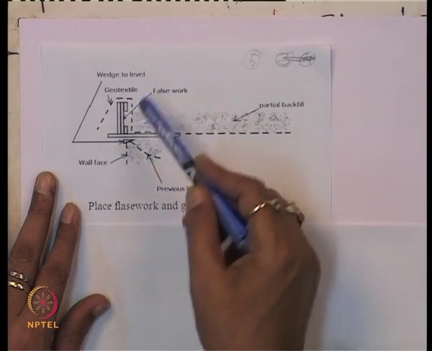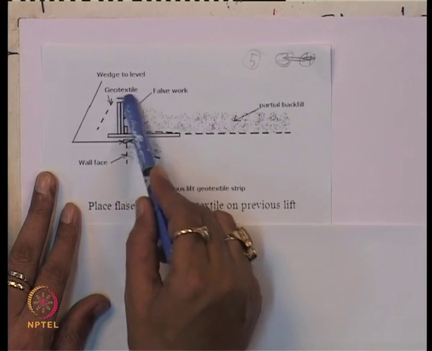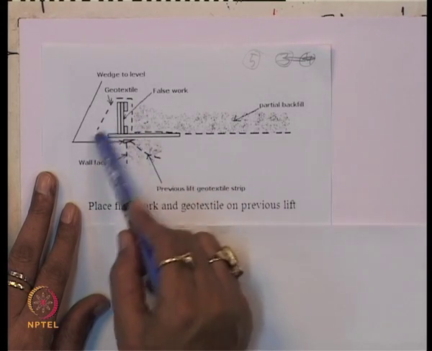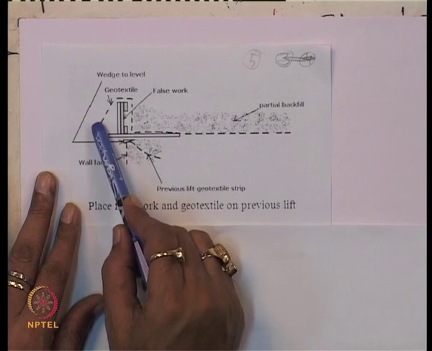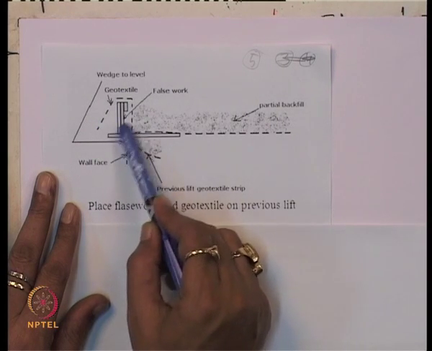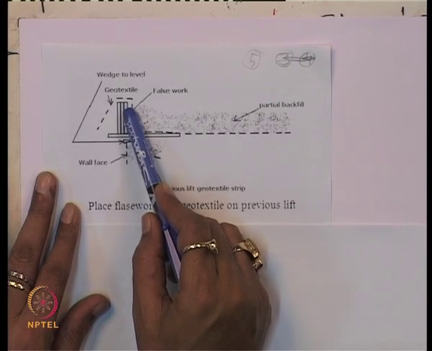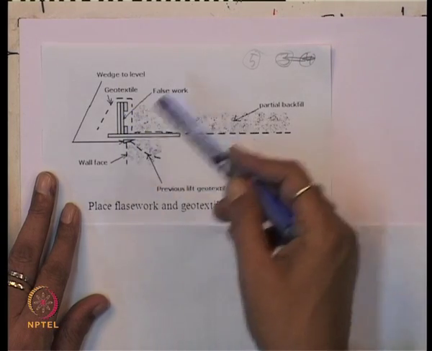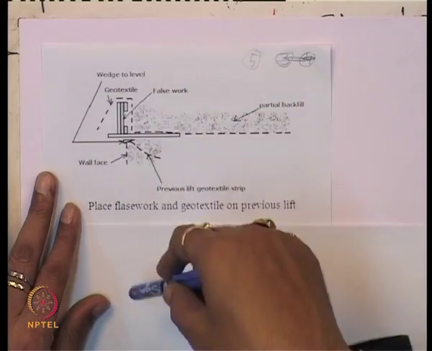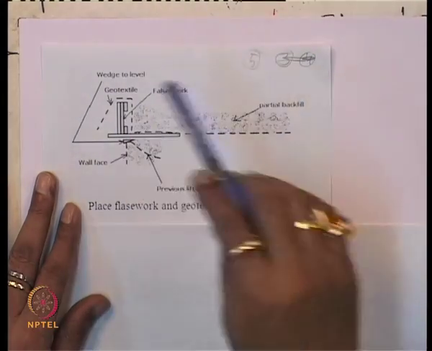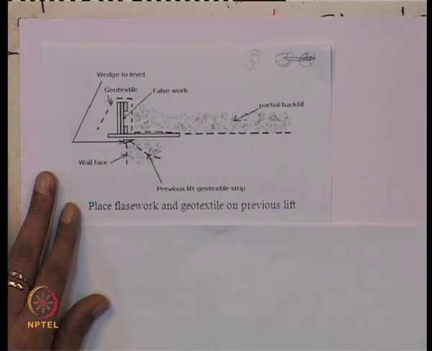The same procedure: you place the geotextile again, and the geotextile will hang up to 1 meter. This is nothing but a false wooden block, and the same procedure continues until it reaches the desired height of the wall. So like that you can construct this wall.